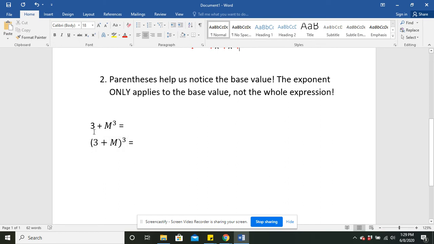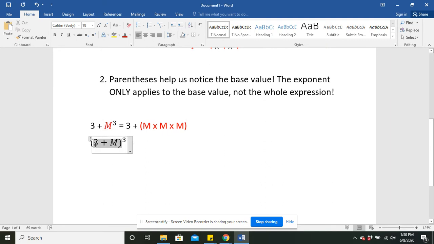In the expression 3 plus m to the power of 3, our base value is simply the letter m. So the base value is the only thing that gets multiplied by itself. If I wrote this expression in expanded form, it would look like this: 3 plus, and then I'm going to use parentheses to show the exponential expression, m times m times m. This portion of the expanded expression shows that I'm multiplying the base value m by itself.